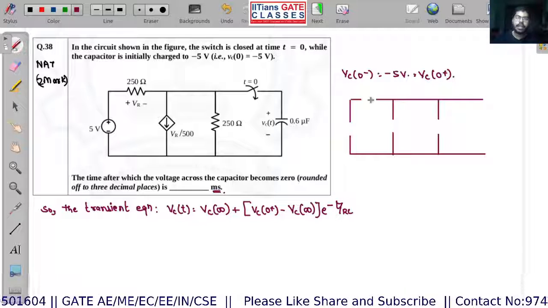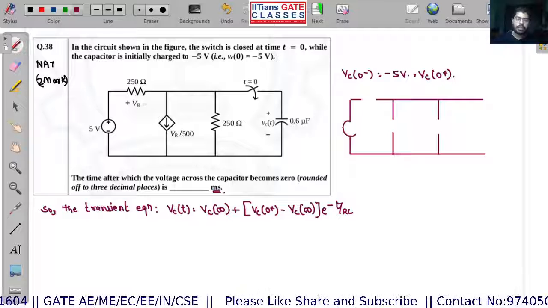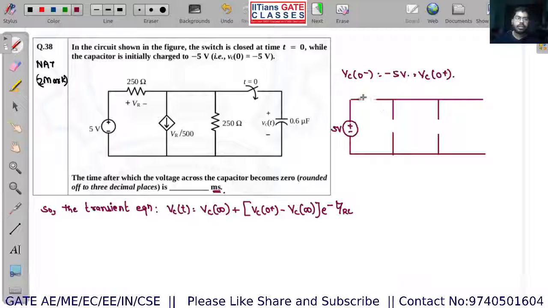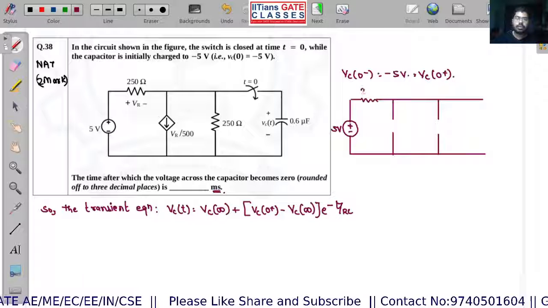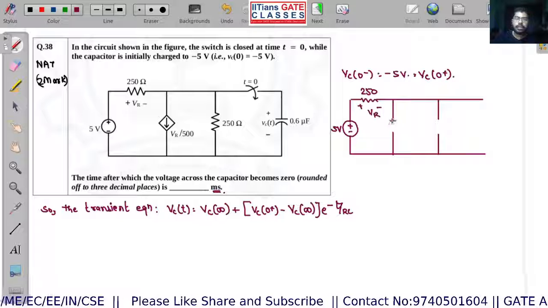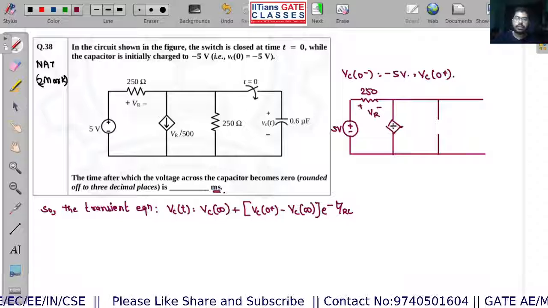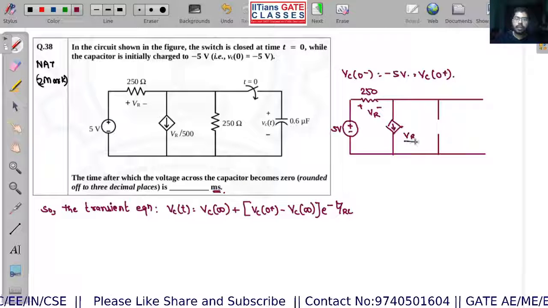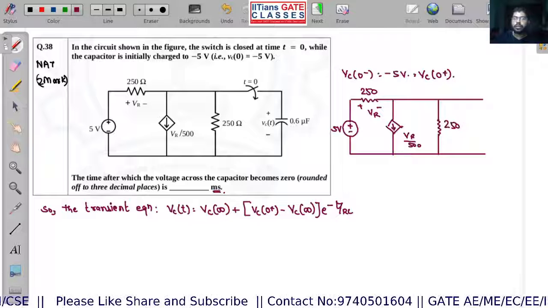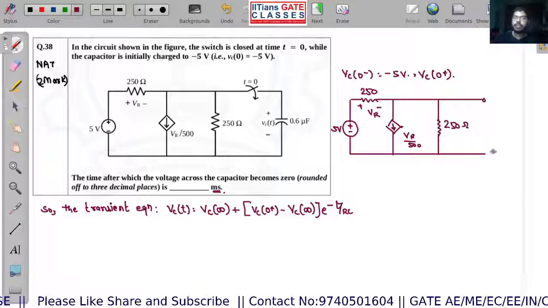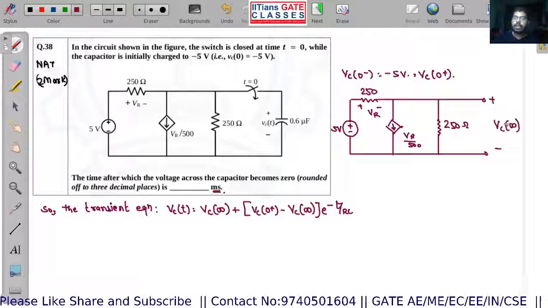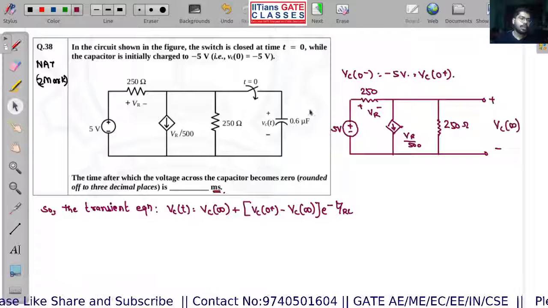So basically at infinity my capacitor will be what? It will be open circuit. So this is plus minus 5 volt, this is 250 ohm, plus minus VR, and this is what? VR by 500, and from here we have 250 ohm. Okay, and this is what? Plus minus Vc infinite. Okay, so let me solve this circuit in the next page.